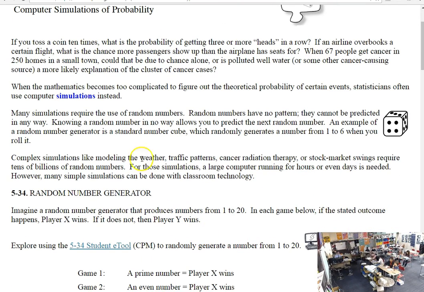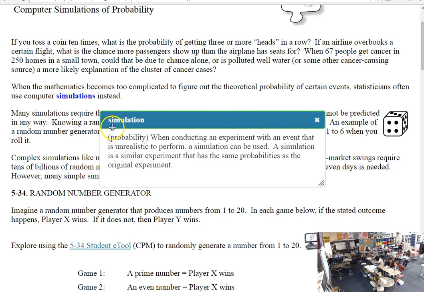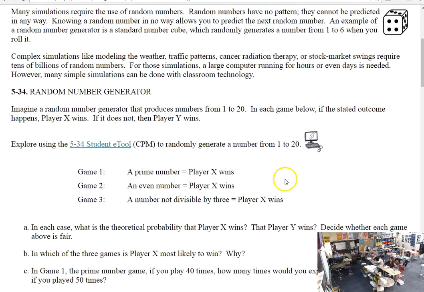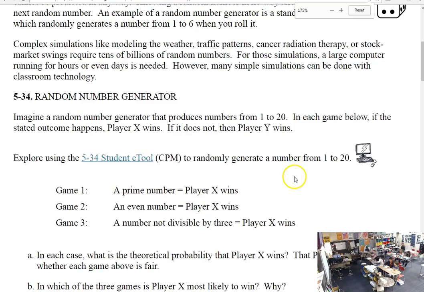But what we're going to do today is simulations. And again, if you're in the digital text, if you click on it, simulations will pop up with the definition for it. A simulation is when we try something, when we do it, right? So if you do like a science experiment, you're going to be doing simulations. We're going to be doing simulations using those TI-83.